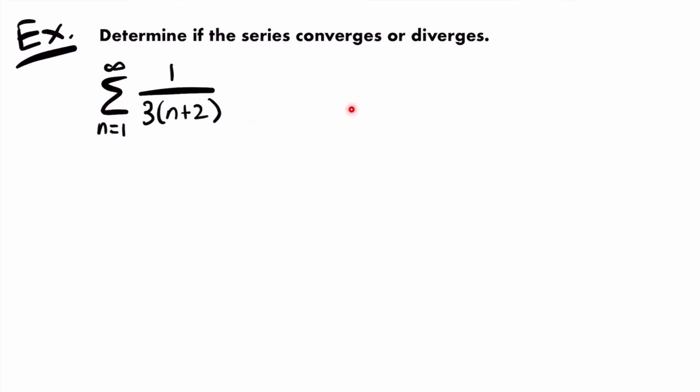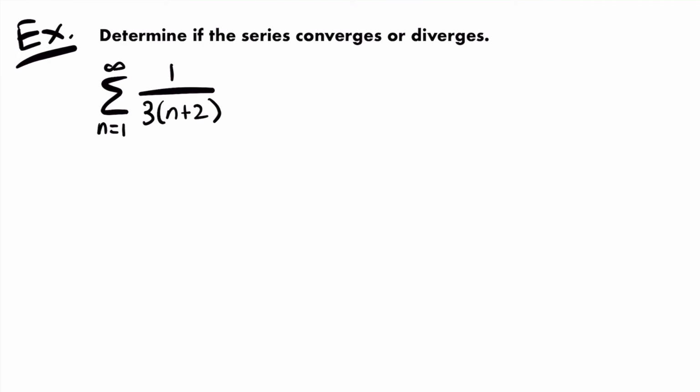All right, so here's our final example. We want to determine if this series converges or diverges. And this time we have the sum from n equals 1 to infinity of 1 divided by 3 times n plus 2. Now this series doesn't have any exponential parts or any factorials, so I'm not necessarily convinced that the ratio test is the right test to use for this series, but let's try it anyway.